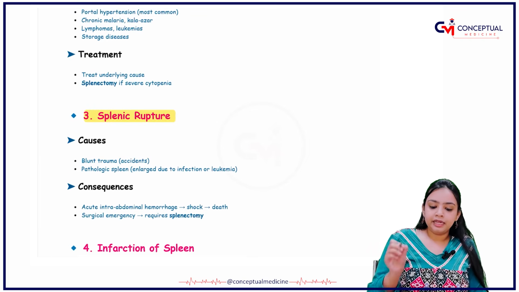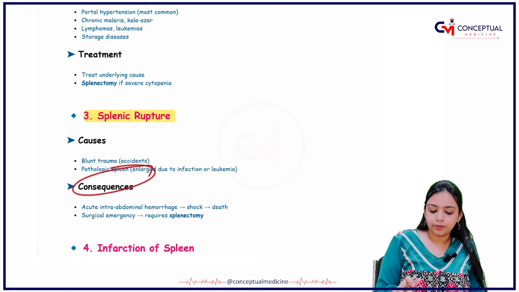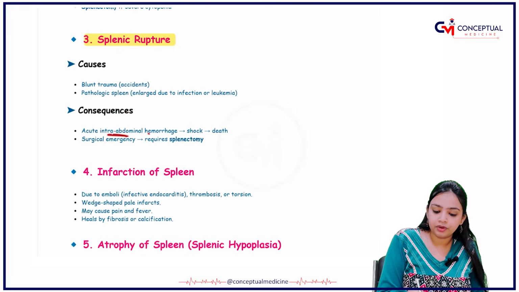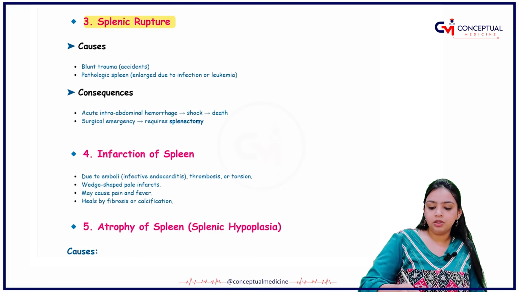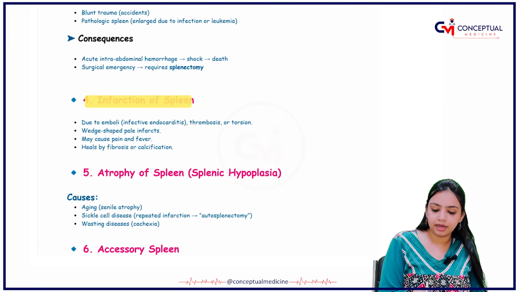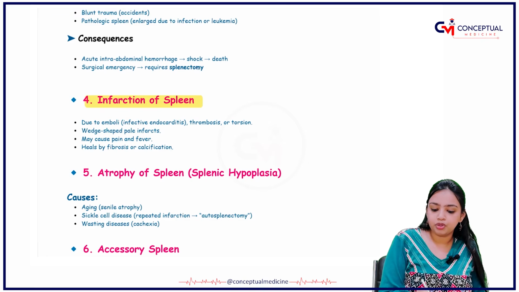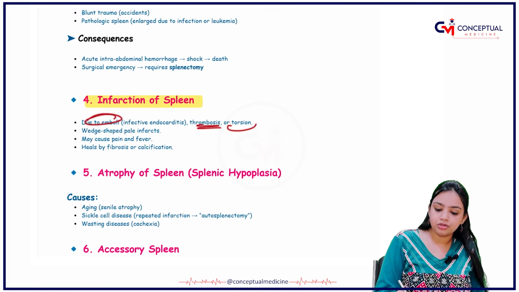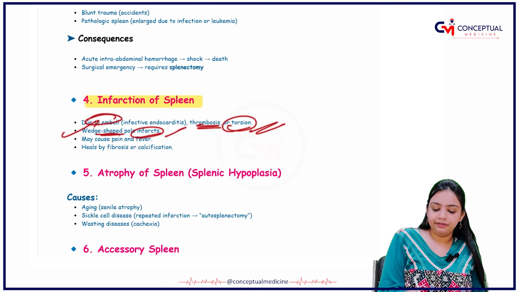Splenic rupture. What are the causes? It can be due to blunt trauma. What are the consequences? There can be acute intra-abdominal hemorrhage. It is a surgical emergency, you have to do the splenectomy. Coming to the next thing, that is infarction of spleen. Infarction of spleen is due to embolism, thrombosis, or torsion. It can be a wedge-shaped, pale infarct. They may cause pain and fever.